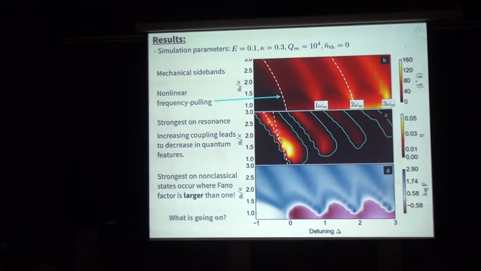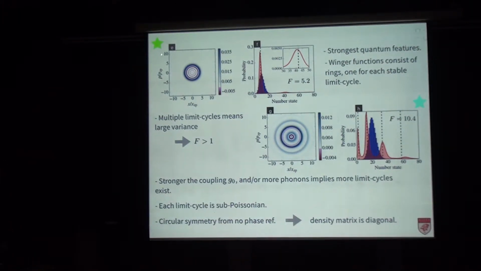So what we're going to do is look at 2 points. I'm going to look at the strongest point, the strongest non-classical region, which is the green star, and then I'm going to pick another point that I just kind of randomly picked, which is this blue star up here. I want to see what's going on. So here is the strongest quantum state. This is the green star.